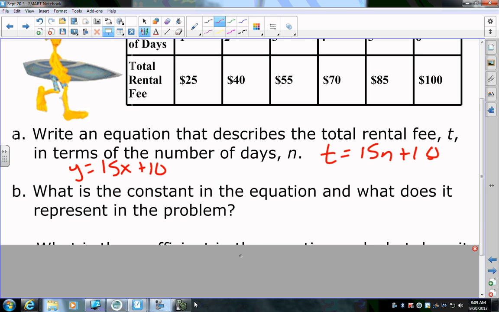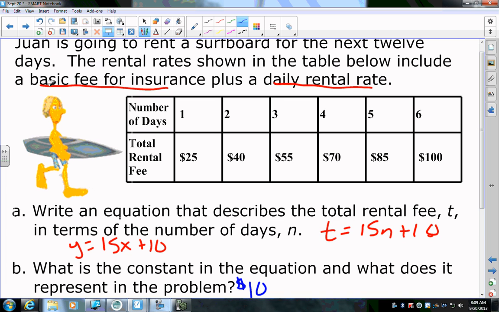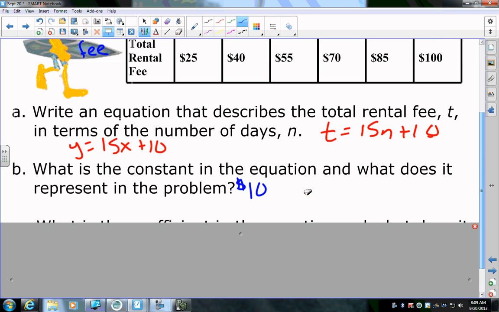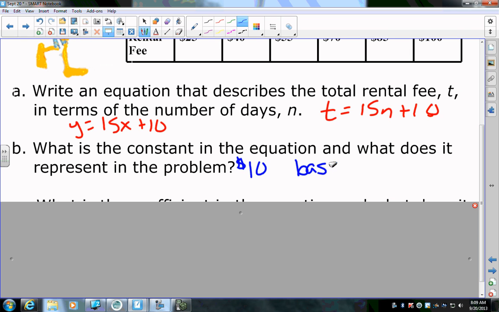Now it says, what is the constant in the problem? The constant is what's not with the x. That's that 10, that $10. The two things that it talks about up here are a basic insurance fee and a daily rate. A daily rate is what you pay each day. The basic fee for insurance is a one-time fee. Your one-time fee is your constant. So this would be your basic fee for insurance.